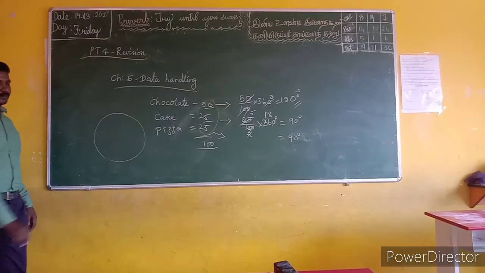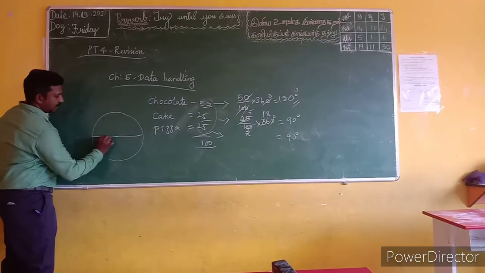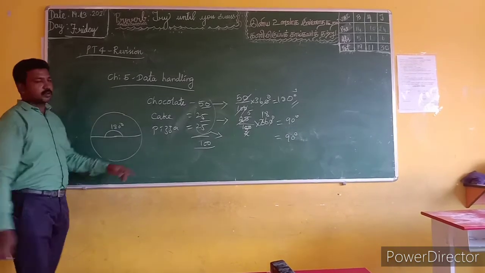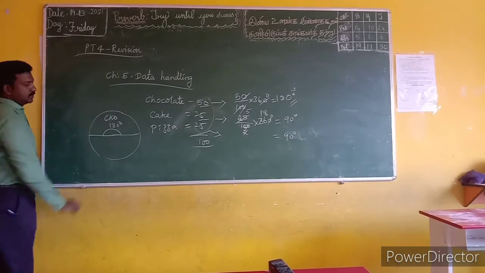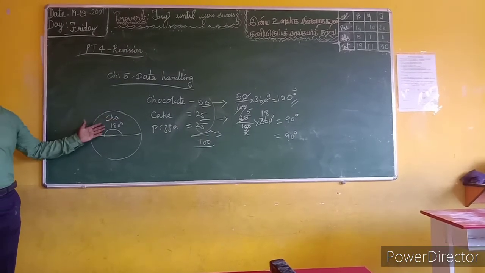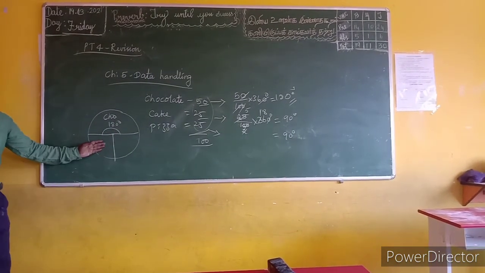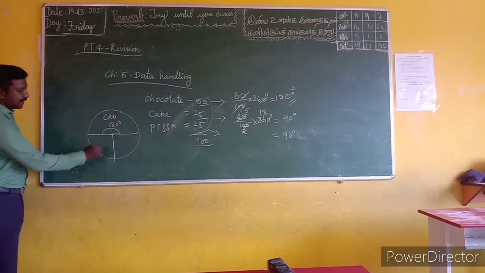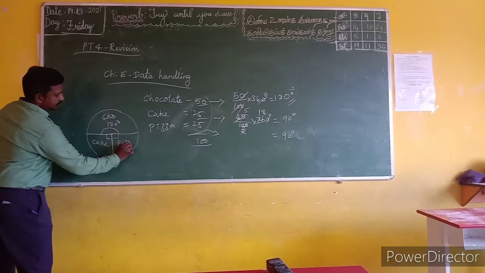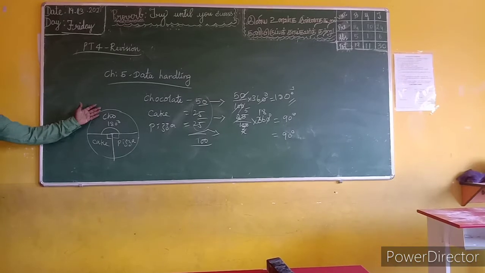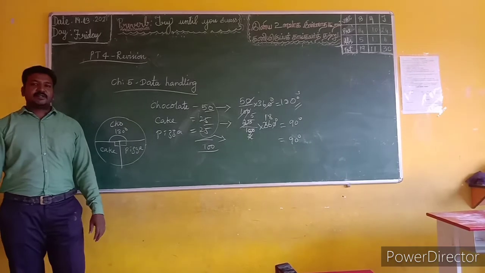So you can choose the circle with any radius. You can draw the circle. You can use the protractor and measure 180 degrees. So 180 degrees, which one? Chocolate, the students liking chocolates. We can draw 180 degrees. For the remaining, you can use the protractor and exactly split this remaining into 90 and 90. That is cake and pizza. So likewise, you can draw the pie chart. So it is an important concept in data handling.